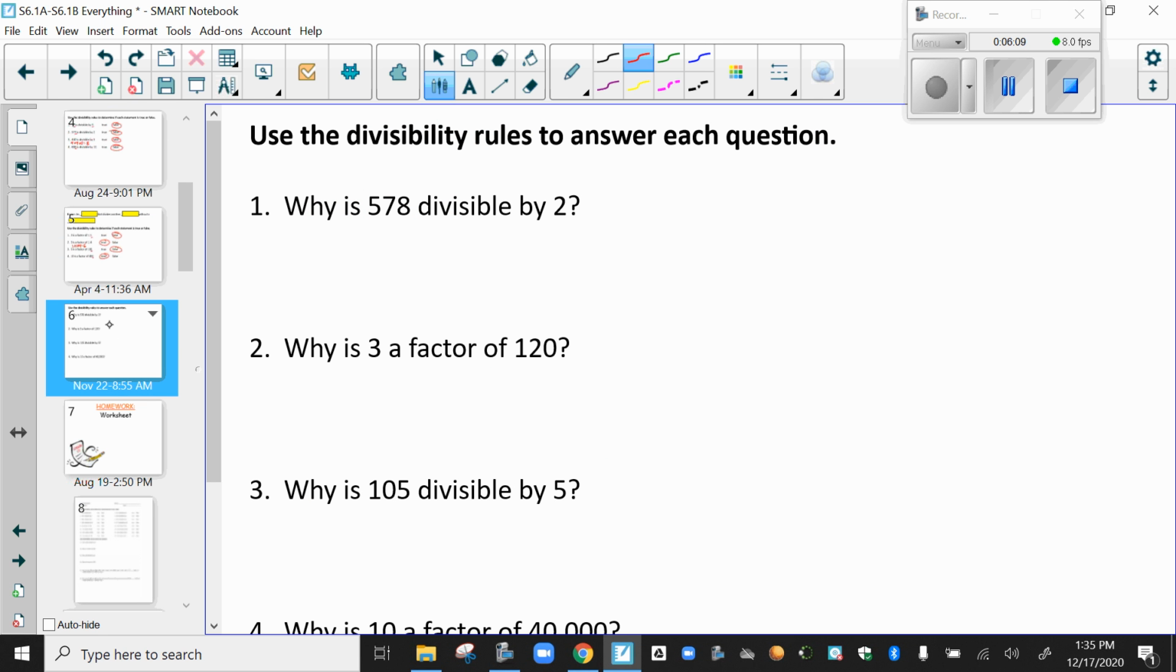Use the divisibility rules to answer each question. Why is 578 divisible by 2? Well, we know that the last digit is what we're looking at. We're looking to see if it's 0, 2, 4, 6, or 8. It is 8, so why is 578 divisible by 2? The ones digit is even. That would be a good way to answer that.